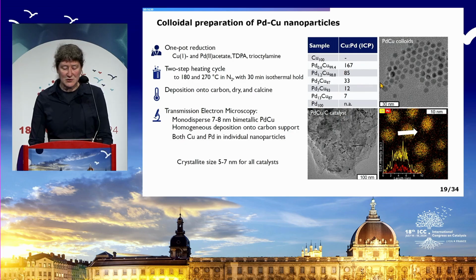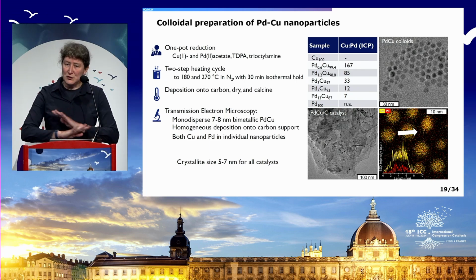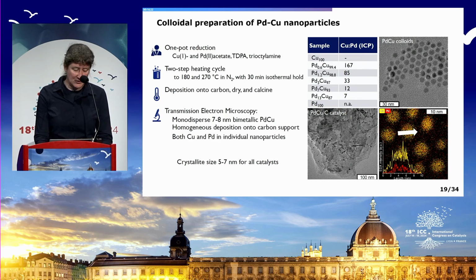And we first made them as colloids, and then we deposited them on a carbon support. And it's usually quite difficult to deposit colloids well on a support without any change. But actually carbon supports are one of the best ones because these ligands very nicely interact with the carbon. So you do get a uniform distribution of your metal particles.